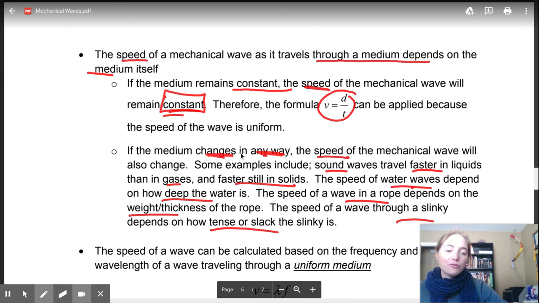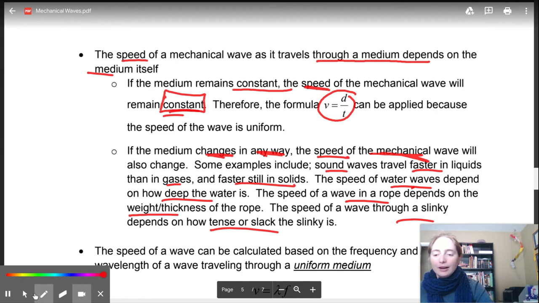Now, this is only true for mechanical waves. No, this is also true for EMR waves too. We'll talk about that next year. So don't worry about EMR now. Okay.